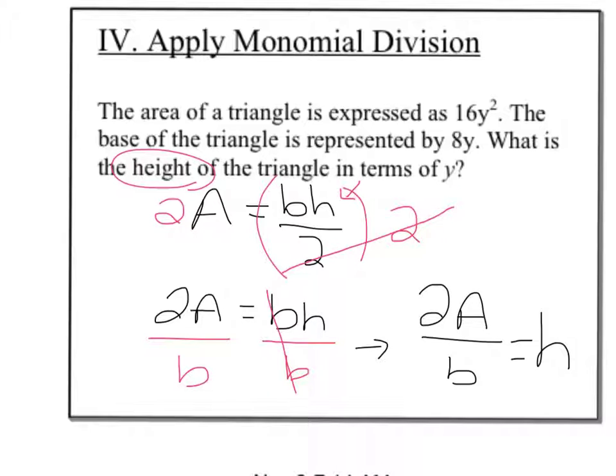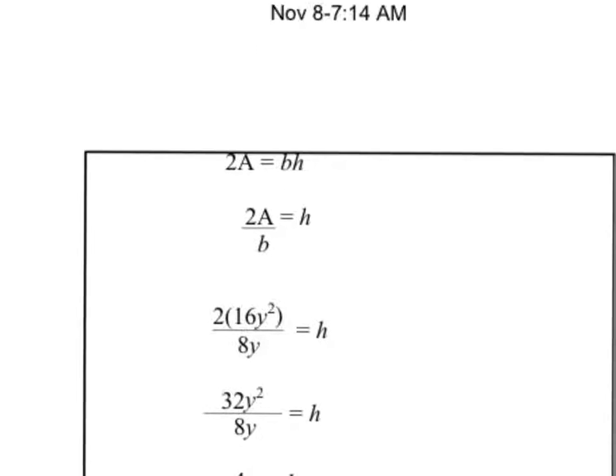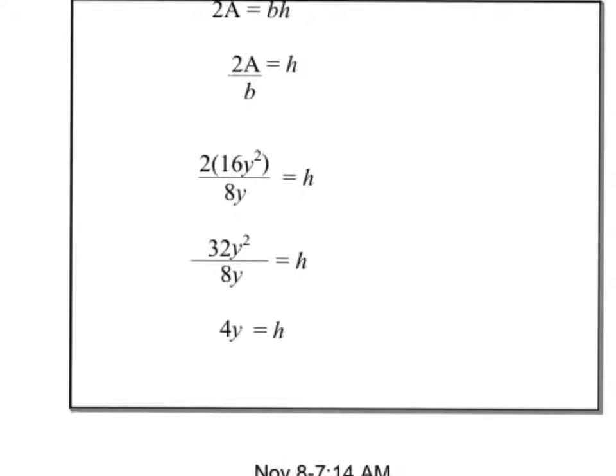So once you've done this, you can plug in your two expressions of 16y squared and 8y. Then you can substitute your expressions in. So area is 16y squared. The base is 8y. So to simplify, multiply the 2 times 16 first, which gives you 32y squared. And now you're simplifying. So 32 divided by 8 will be 4. And then y on the bottom cancels.